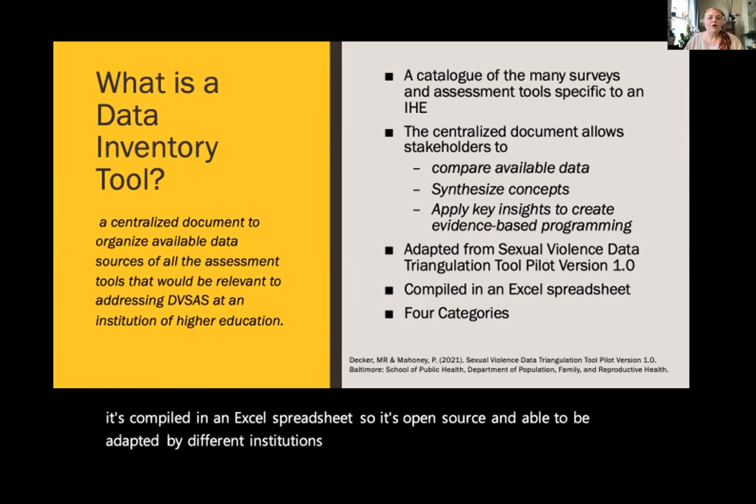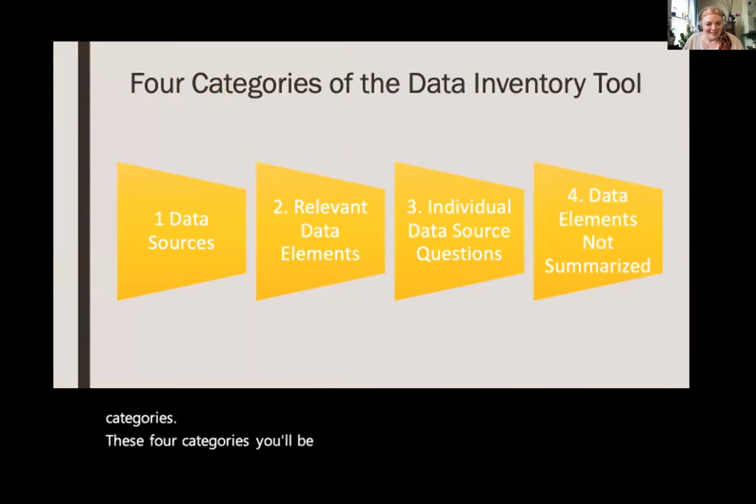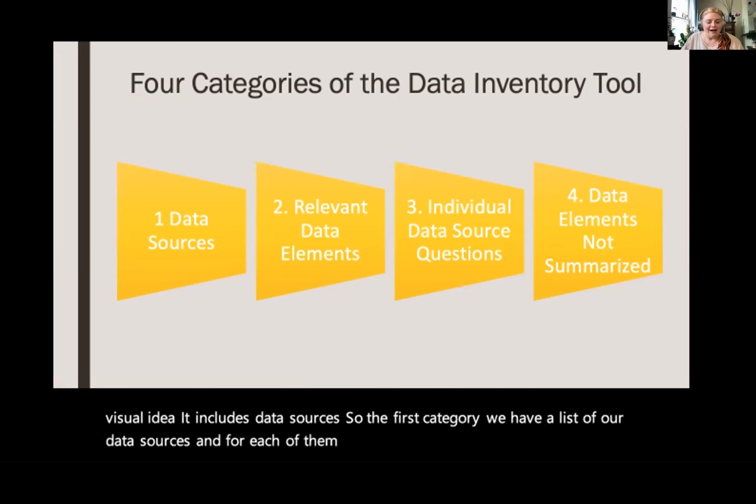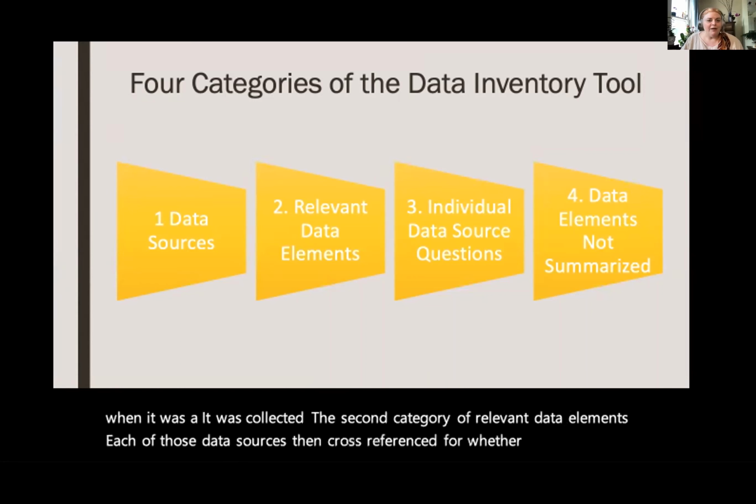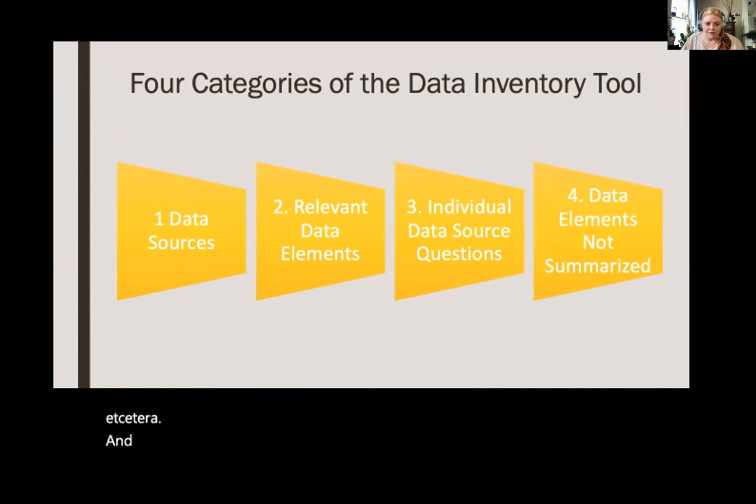And for us at Otterbein, we created 4 categories. These 4 categories, you'll be shown a template of them so you can have a visual idea. It includes data sources. So the first category, we have a list of our data sources, and for each of them, pertinent information about where and when it was collected. The second category, relevant data elements. Each of those data sources then cross-referenced for whether or not, ticking yes or no, it contains measures relevant to perpetration, location, etc. And the third and fourth categories were adapted for us at Otterbein to meet our needs.